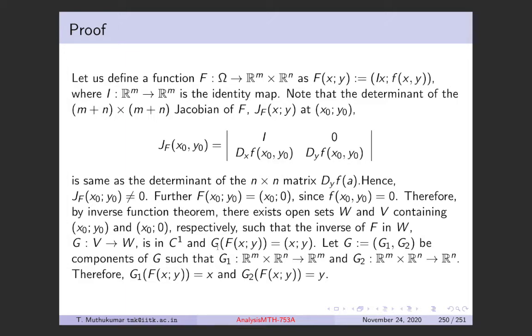And G has these two components, which means G1 of F of x comma y will be the first m components, which is x, and G2 of F of x comma y is the last n components, which is y. So this equality is also obvious from what we had here, by the inverses of each other. So remember this: G1 of F of something is x itself, and G2 of F of something is y itself.